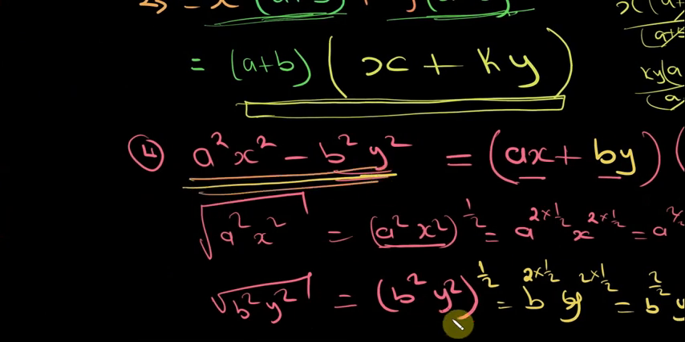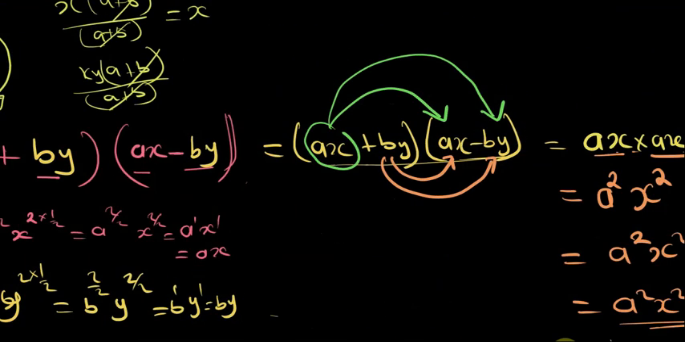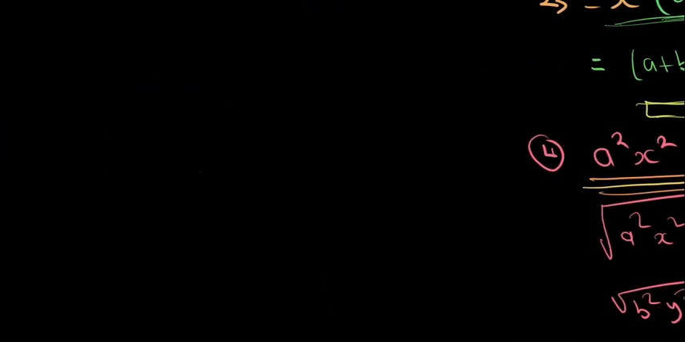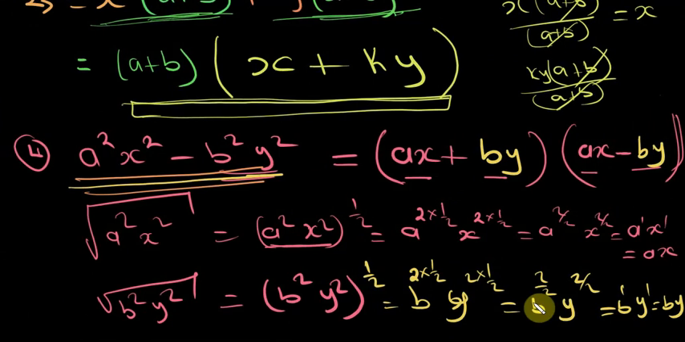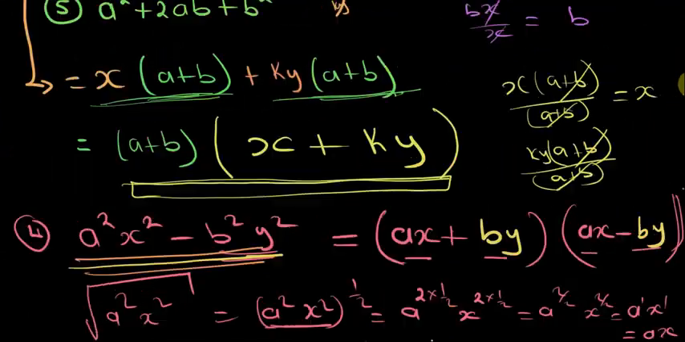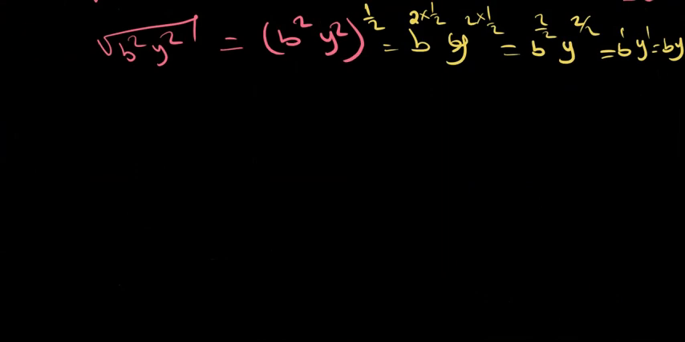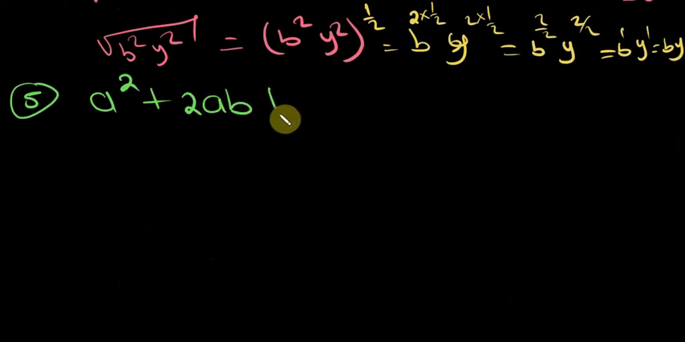So that's a difference of 2 squares. Alright, cool. So let's do the last one. The last one, the fifth one, is a squared plus 2ab plus b squared. Factorize a squared plus 2ab plus b squared.